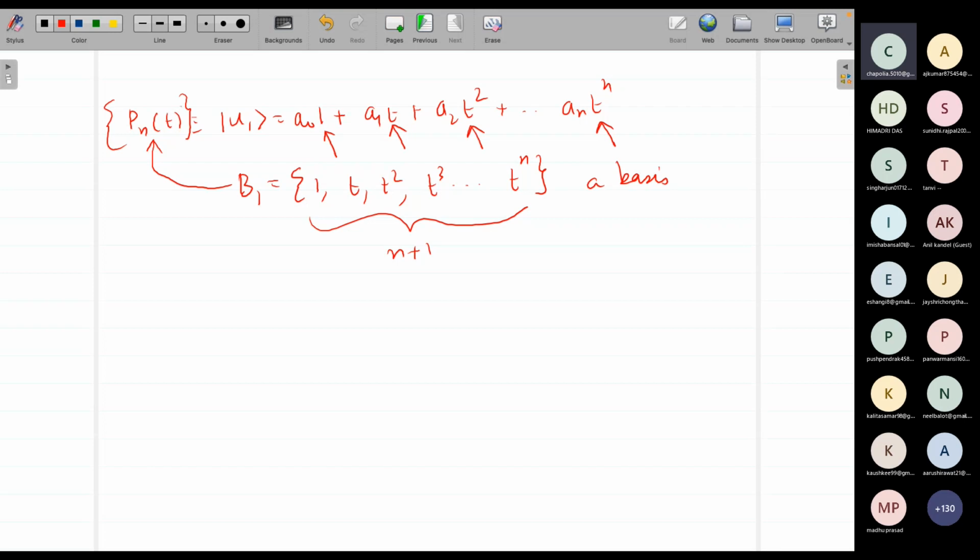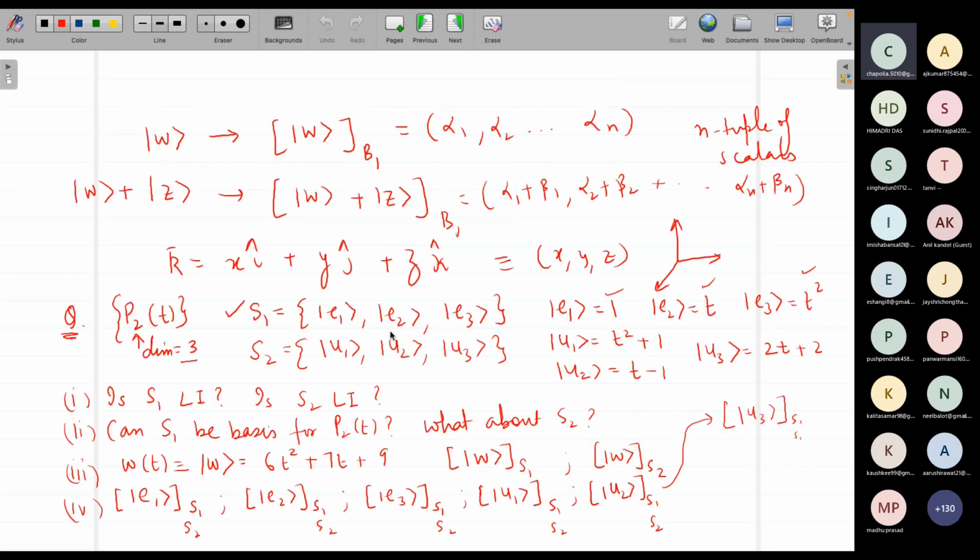So does this answer the question which was raised in between, that how n plus 1 vectors constitute a basis for a polynomial space? Somebody asked it in between and I said I will answer it towards the end. Does it answer this? Okay, that person is no longer there. So can you please say it again?